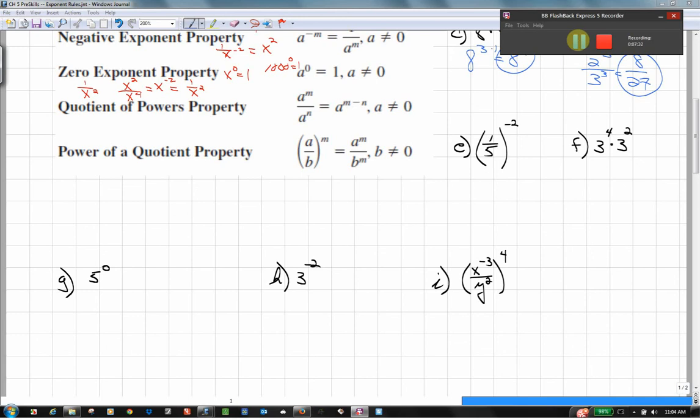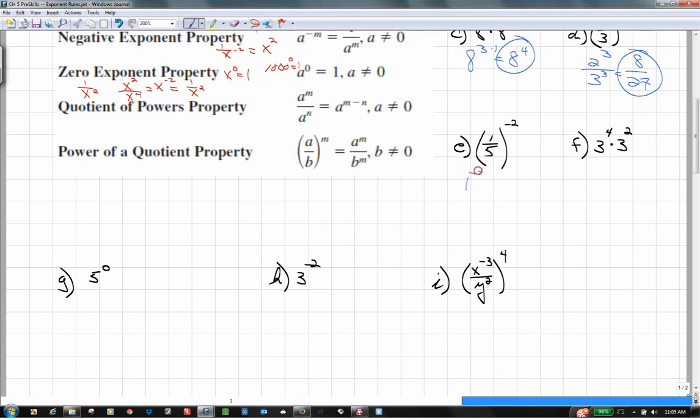A negative 2, now that's going to distribute in, so I'm going to have 1 to the negative 2 power, 5 to the negative 2. Okay, to get rid of the negatives on the 5, it's going to have to move up to a numerator and be 5 squared. The 1, which has a negative 2, would move down to the denominator and be squared. That would be equal to 25 all over 1, be 25.